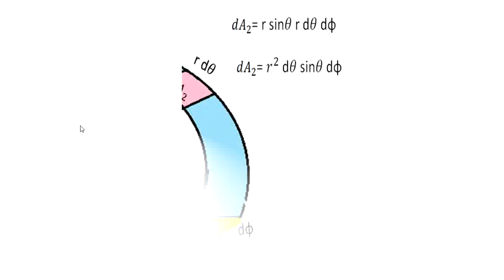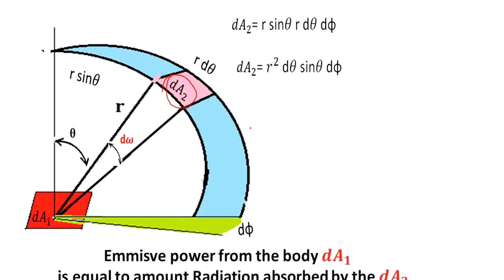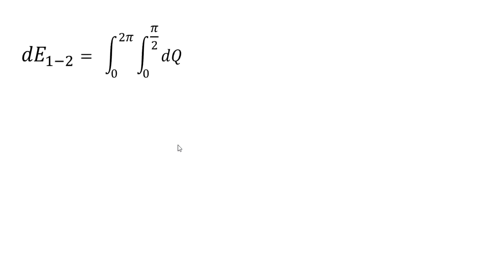We know that this sketch we have already explained in video number 2. We have to take this area and this one area. It is dA1, it is dA2. Now we have to go for the emissive power from body 1 to 2. E we have to calculate. Therefore the emissive power we have to calculate. It will be taken like this: amount of heat energy transfer from one body to another body, dA1 to dA2.